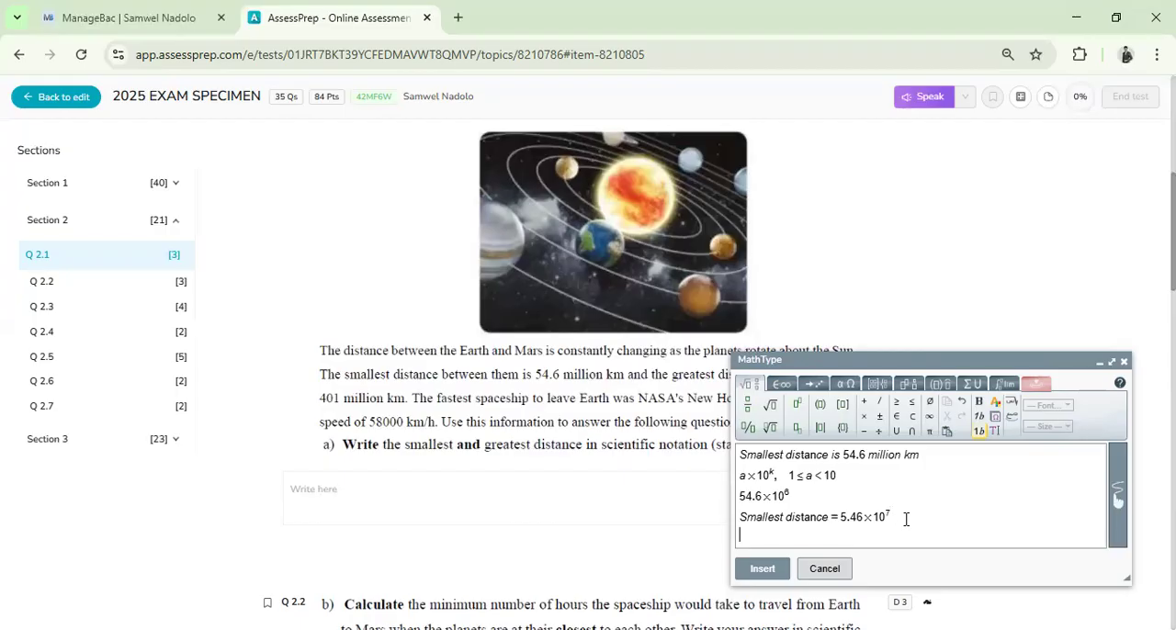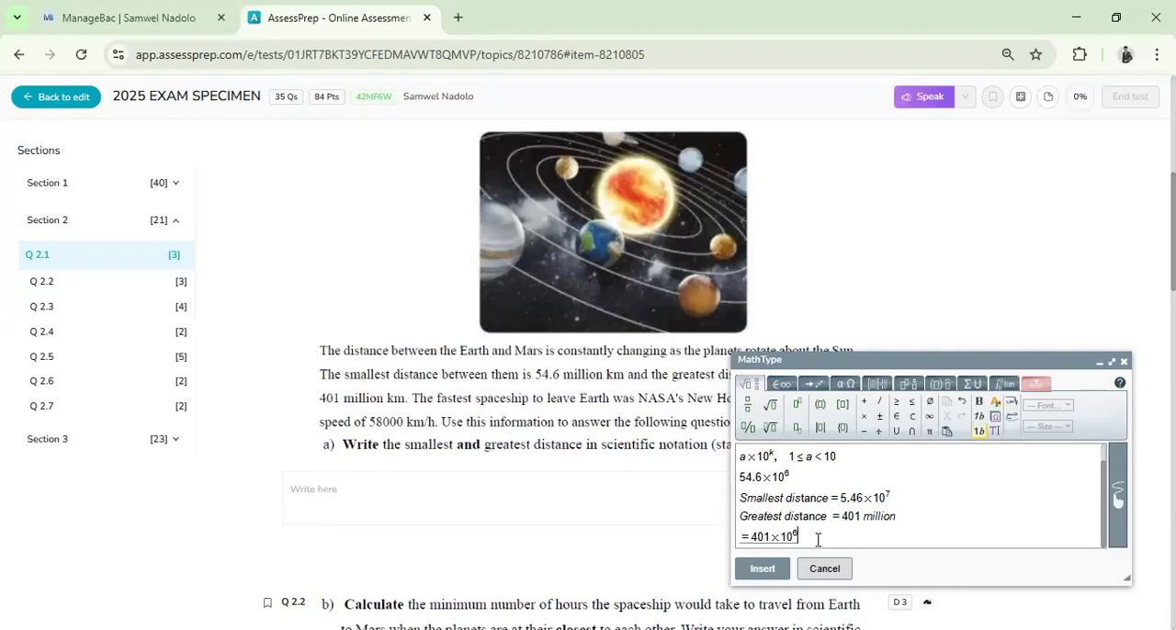Greatest distance is 401 million. So million has 6 zeros. So this should be the same as 401 times 10 raised to 6.